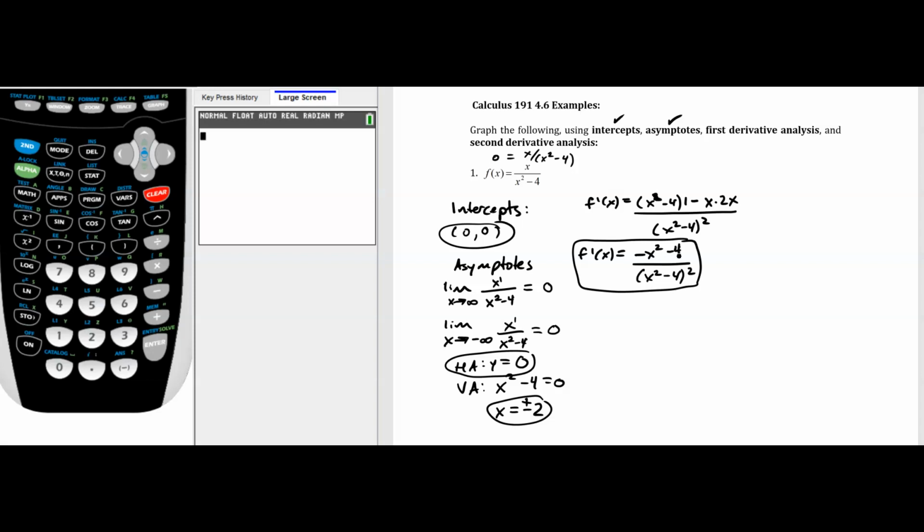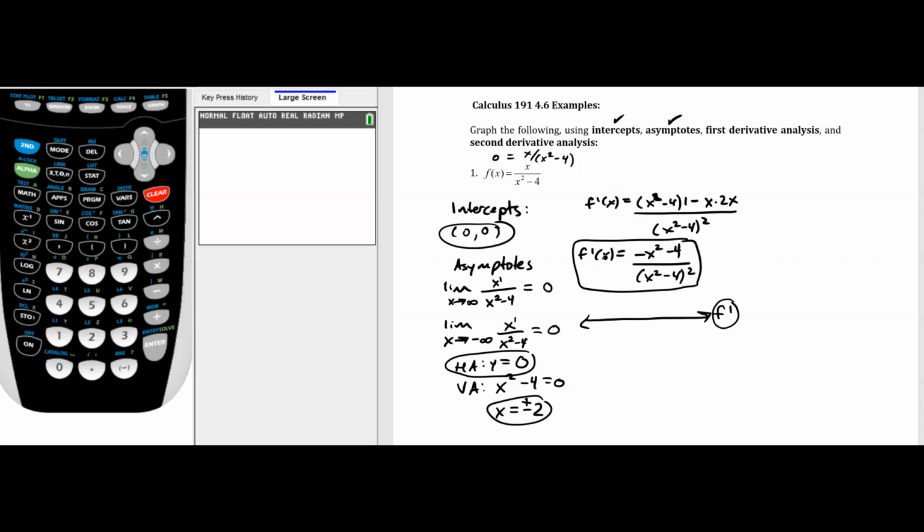So there's no canceling. So what we do when we do a first derivative analysis is we create this f prime number line. We label it f prime. And we need to enter on this number line a couple of things. Where is the first derivative equal to 0? And then where is the first derivative undefined?